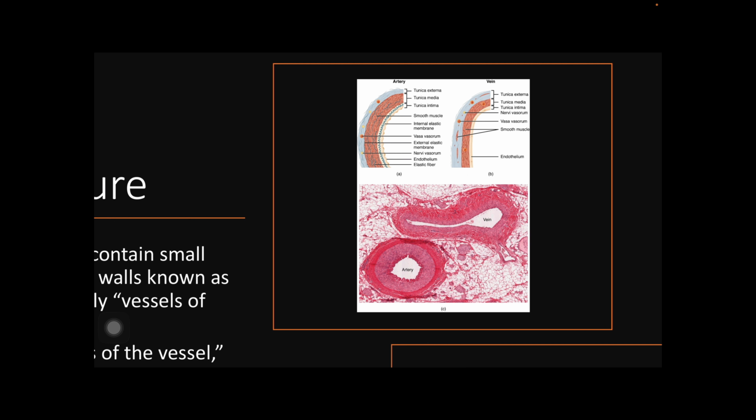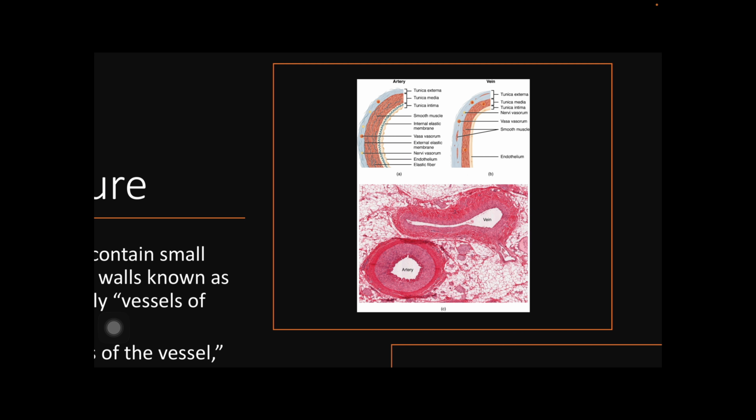And then there's an elastic membrane that separates the tunica media and connects the tunica media and intima. And that externa also contains a structure called the vasa vasorum, which is where the nerves and blood vessels that actually supply the blood vessel with its own blood supply and nervous system supply surround the artery.